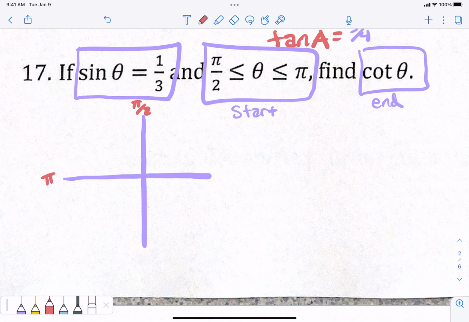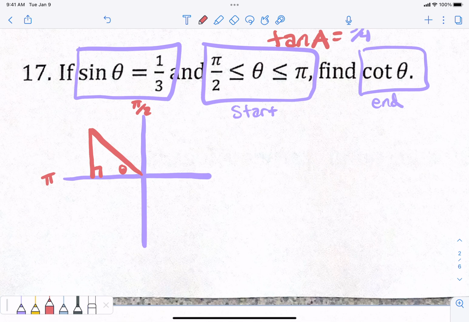So, we have a triangle. If it says theta lives over here, in between those two, we have a triangle in the second quadrant. We're going to make it like that. Here's where theta lives. This middle piece just tells me what quadrant we're in. We're in the second quadrant, right? And 1 is the opposite, 3 is the hypotenuse. So, are we good so far? The starting information, done with that, right?